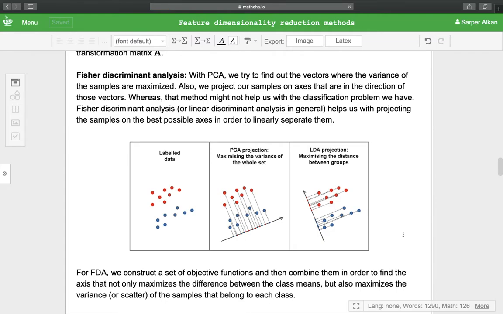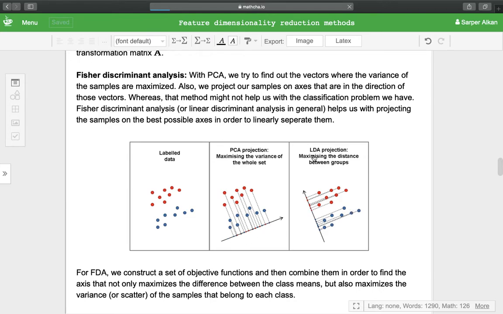Fisher discriminant analysis, or linear discriminant analysis in general, helps us with projecting the samples on the best possible axes in order to linearly separate them. For instance, when we have such labeled data of two classes, using principal component analysis, we can project them in the direction of the highest variance. However, that projection does not help with separating the data.